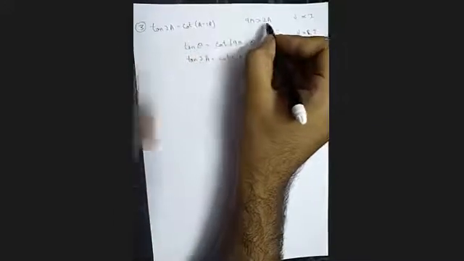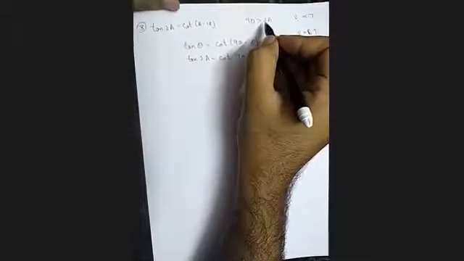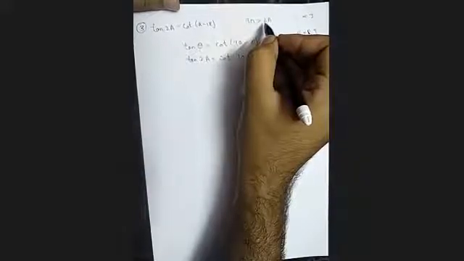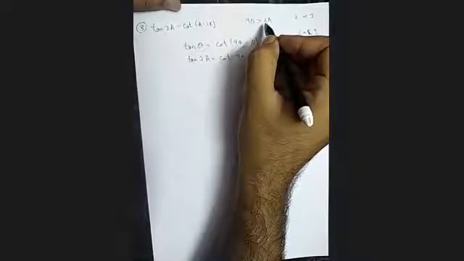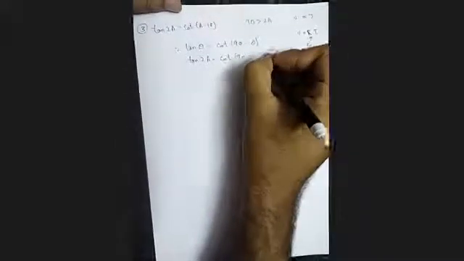Where 2a is an acute angle, find the value of a. This is given to us in the question. We know the formula, tan theta is equal to cot 90 minus theta. Our theta is 2a. So tan 2a is equal to cot 90 minus 2a.